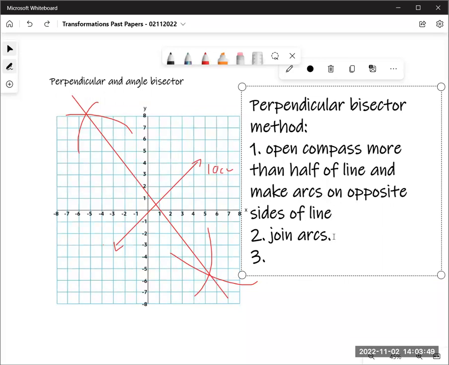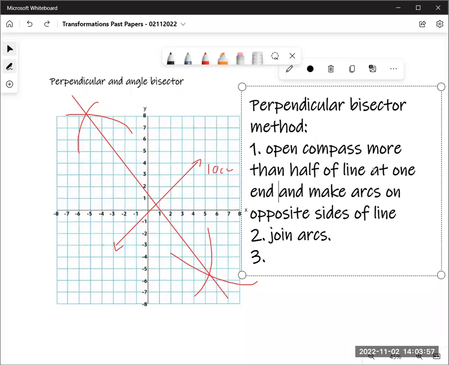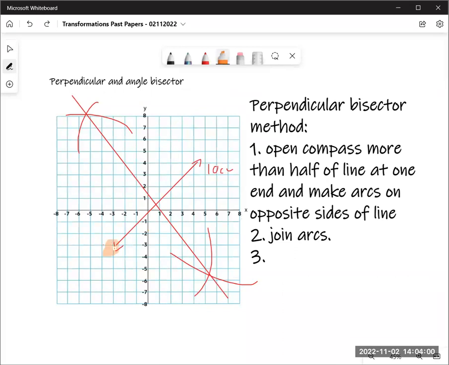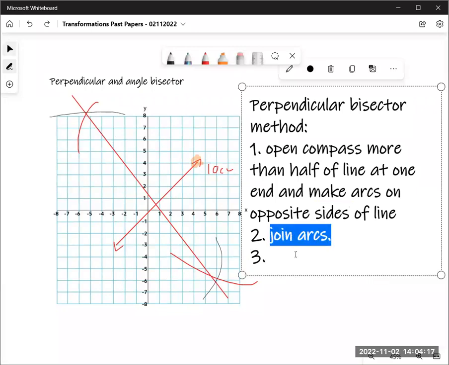One more thing is repeat: open compass more than half of the line. At one end of the line, you have to start at this end first. Then you have to do the same thing at the other end to get this arc thing. Otherwise, it will look like this. So first do it at one side, then do it at the other side. And where they join together, you have to join from there. That's basically your line. Repeat at other end and join. I think you can understand how to do this.